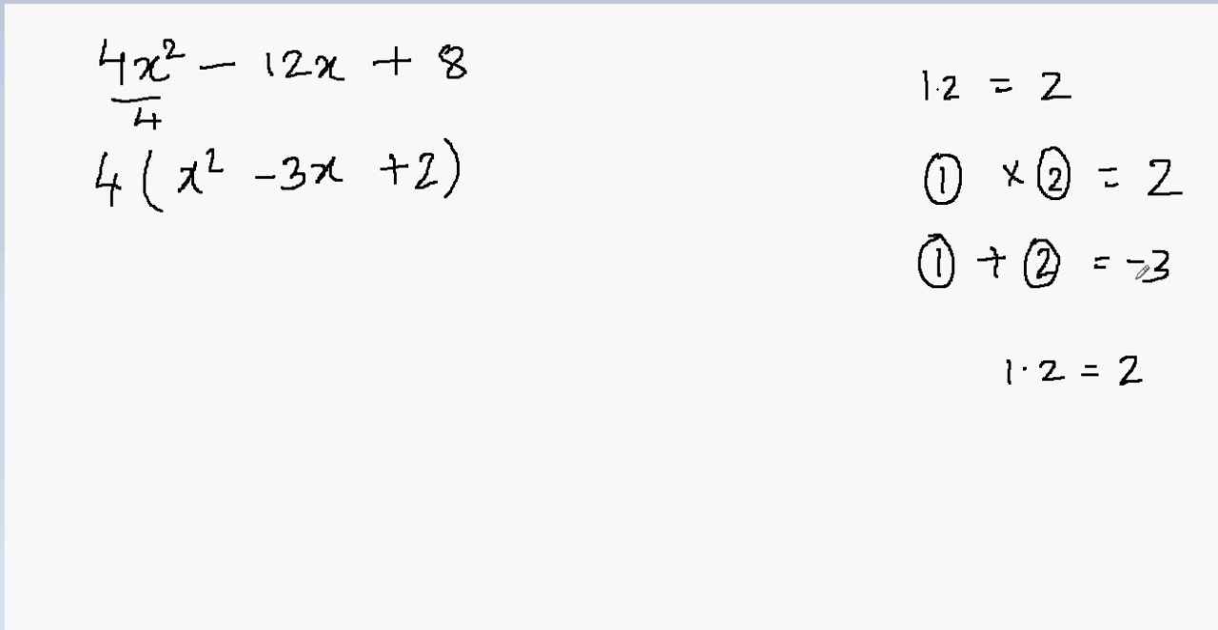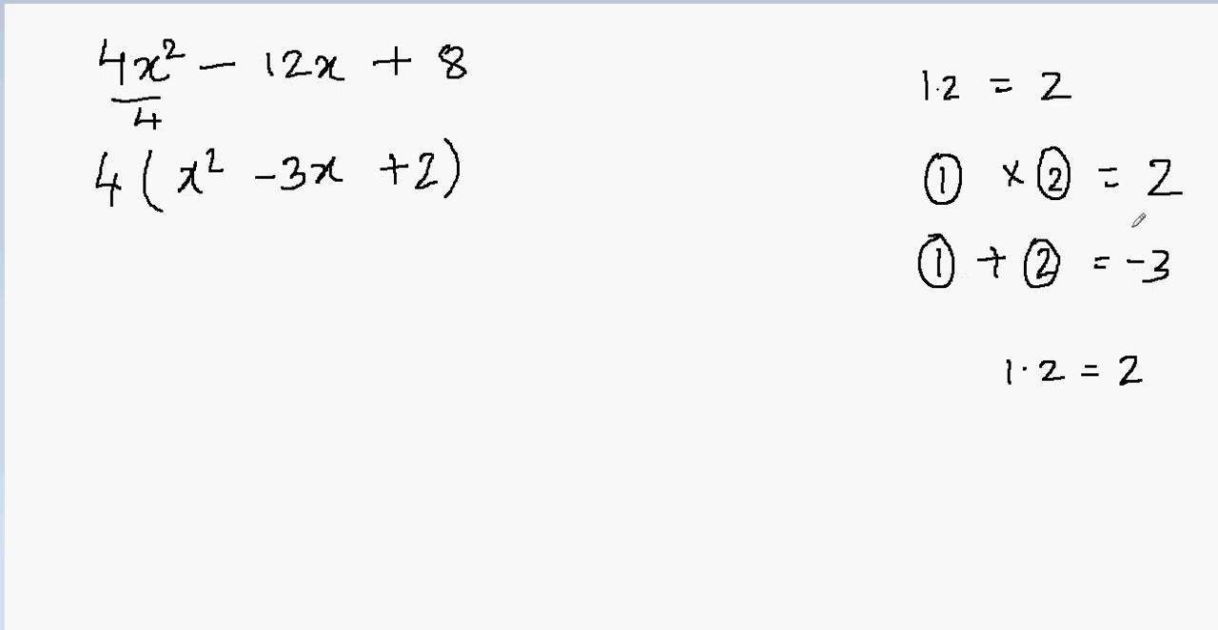Now I have to think about the signs. What sign do they have? 1 times 2 gives me 2. When is your product positive? It can be positive only in two cases. Either both the numbers have to be negative or both the numbers have to be positive. But if you take the positive numbers, this condition will not work. 1 plus 2 will not give you negative 3. That means they can't both be positive.